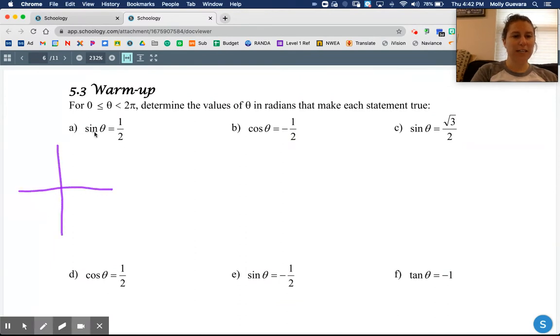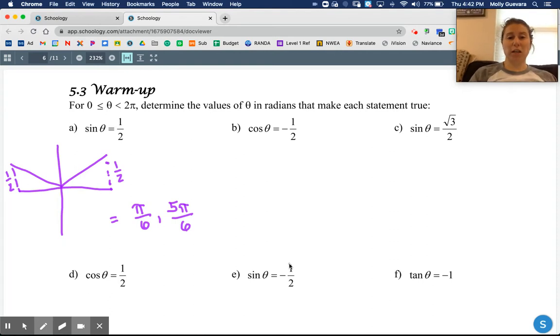Okay, so here you're saying sine is 1/2, positive 1/2. So when is the y value positive? Here in quadrant 1, sorry, and here in quadrant 2. So what angles are that? Well, if this is 1/2, the angle is pi over 6. And here it's 1/2, so that is 5 pi over 6. So those are my two answers. That's what we're looking for here.